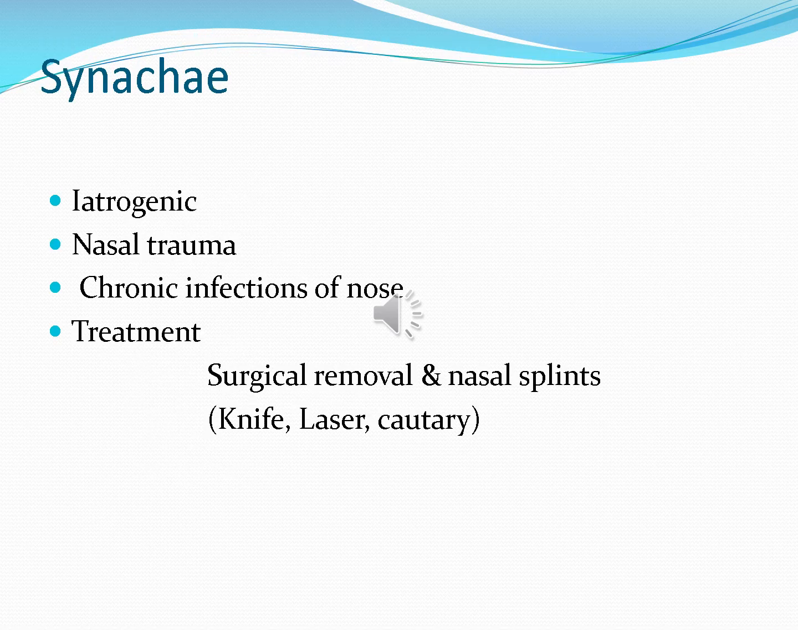Now, what are synechiae? They are usually adhesions, fibrous bands inside the nasal cavity. The cause may be iatrogenic. Iatrogenic means when you are doing some surgery and after healing there may be adhesion formation inside the nasal cavity. Sometimes after nasal trauma, if you do not keep splints inside the nasal cavity, there may be adhesion formation. Chronic infection of the nose can disturb the mucosa of the nasal cavity and can lead to formation of adhesions or synechiae.